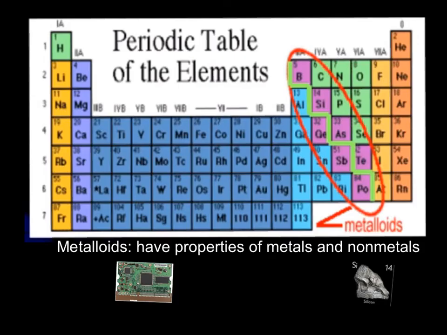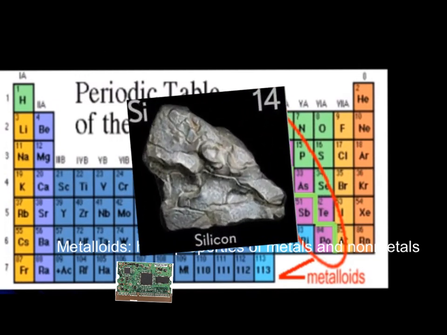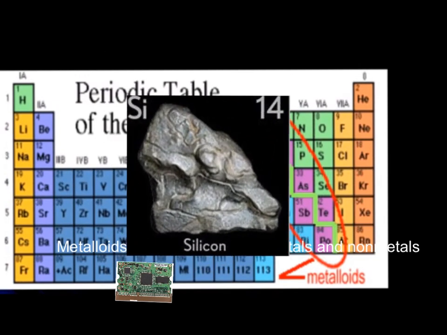Alright, let's look at the periodic table again. So we've kind of talked about metals, mostly on the left. Talked about nonmetals, mostly on the right, except for our friend hydrogen. But now let's talk about metalloids. Metalloids are a unique combination. So here's one. This is silicone, if I could just get it enlarged here. This is silicone. Silicone's pretty unique because it shares properties of both.